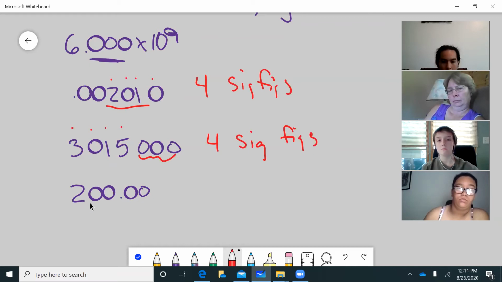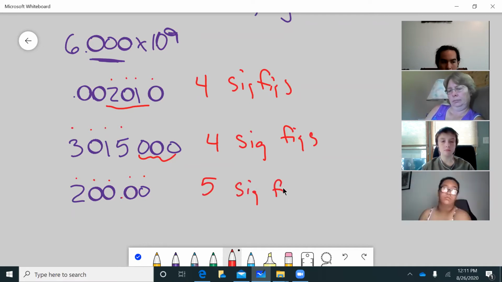Here, we've got significant. There's my decimal. It's drawn in. All these are coming after the main number, and there's a decimal. So significant, significant, significant, significant. If the writer just wanted to write 200, they would just write 200, but they wrote 200.00 because this number is precise to the hundredths place. So here we've got 1, 2, 3, 4, 5. 5 sig figs.